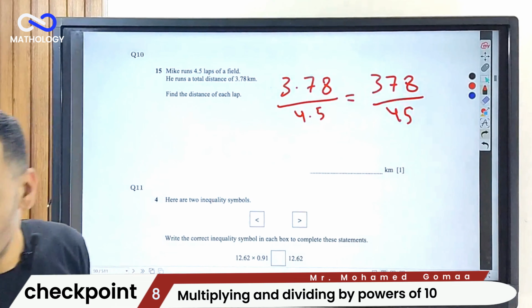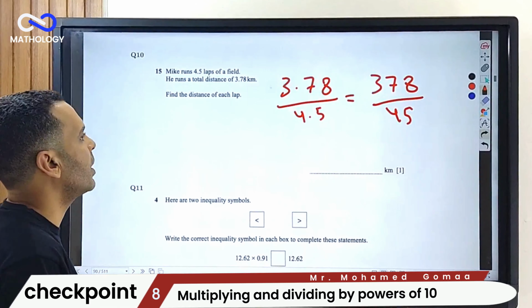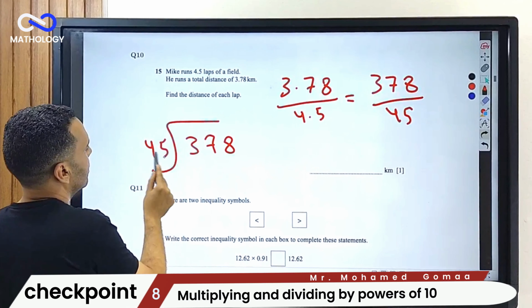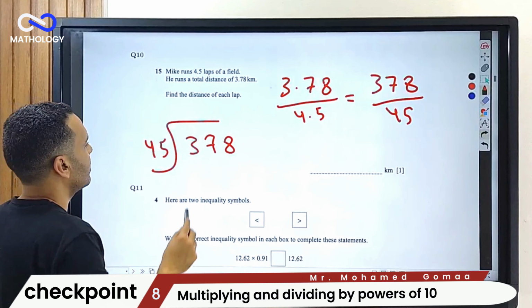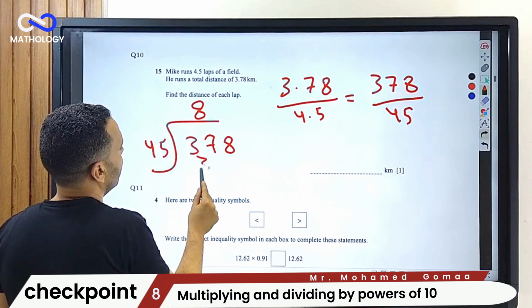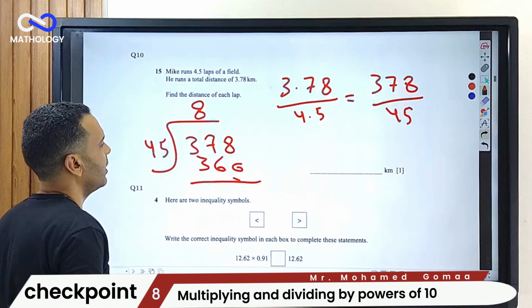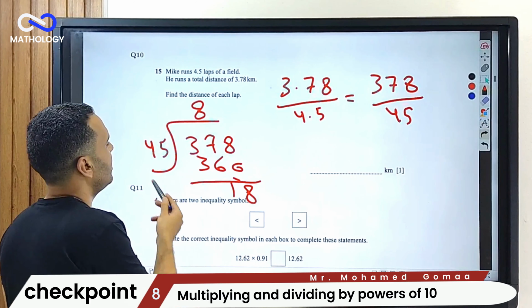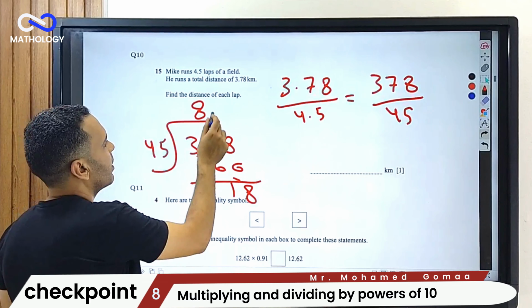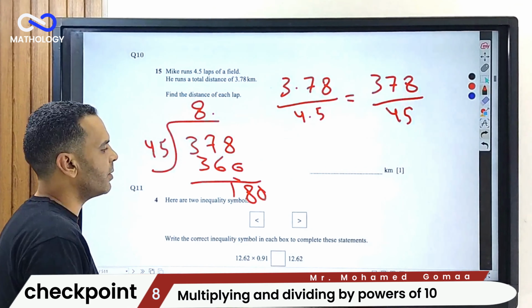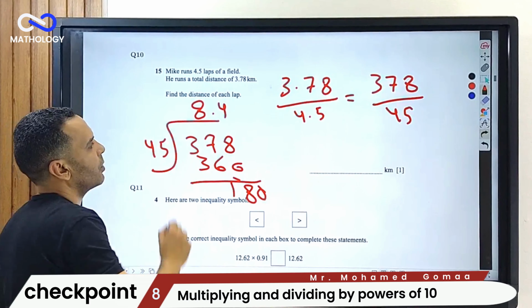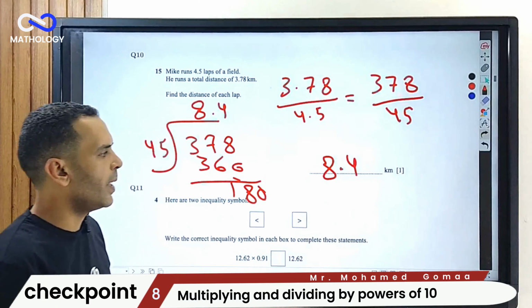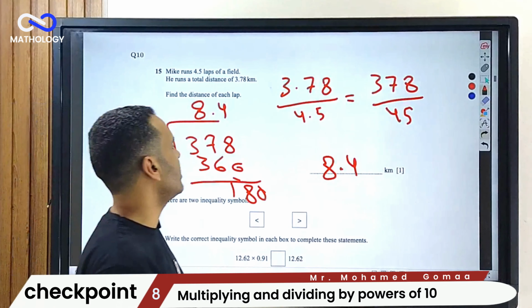Divide by using your calculator or by long division like this. 45 multiply 8 equals 360. Subtract, it will be 18. 18 divided by 45 doesn't work. So put a decimal point, then put 0. It will be 180 divided by 45, which equals 4. Like this one. It will be 8.4. 8.4 kilometers is the distance of each lap.